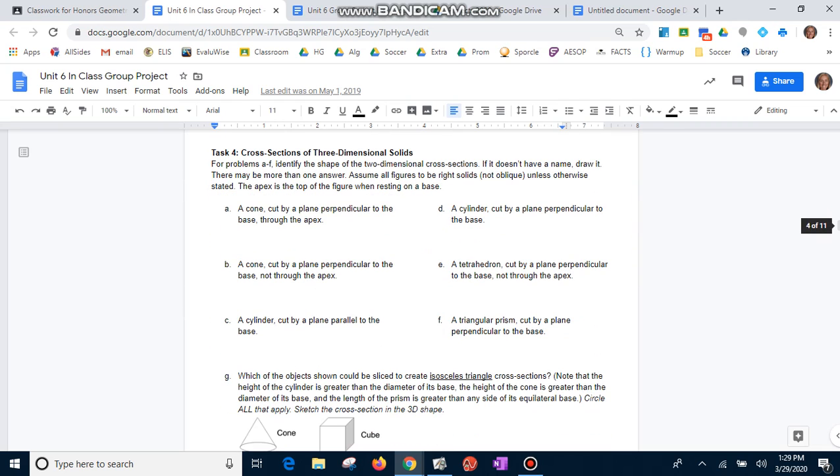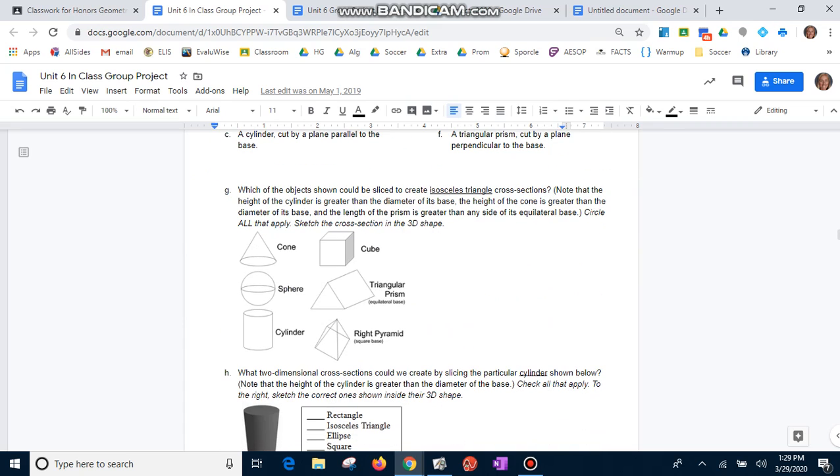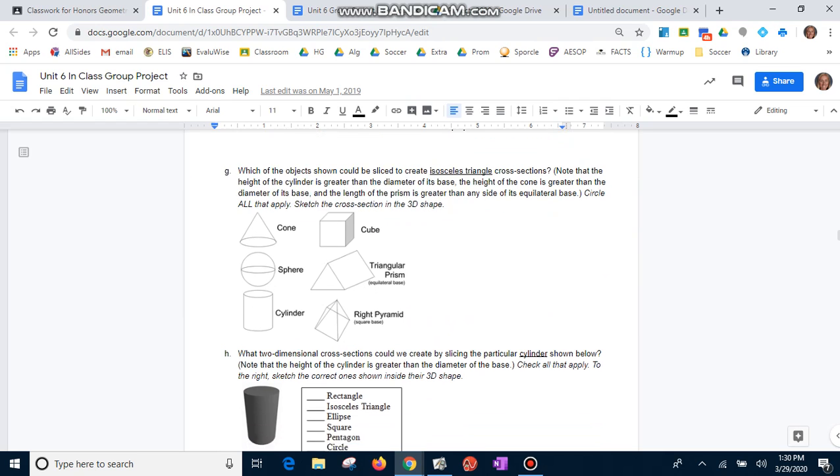For task 4, the cross sections, make sure that you read the directions on each one and go through it. We have a lot of similar questions. So in part G here, you're going to see it says circle all that apply for what it's talking about here, and then sketch the cross sections in the 3D shape, which means I want you to go through, and in here, I want you to sketch in whatever the figure is. So if it happens to be a rectangle, whatever it happens to be, sketch it in that diagram where it would go. The link that we used to show the cross sections may help some of you here.